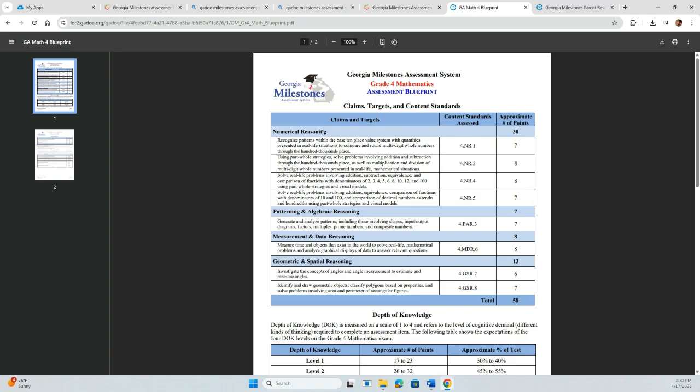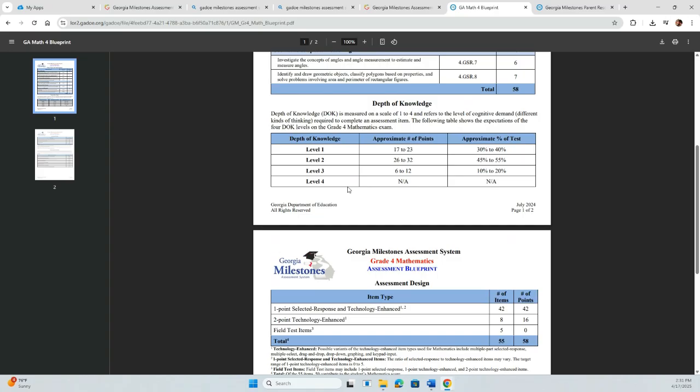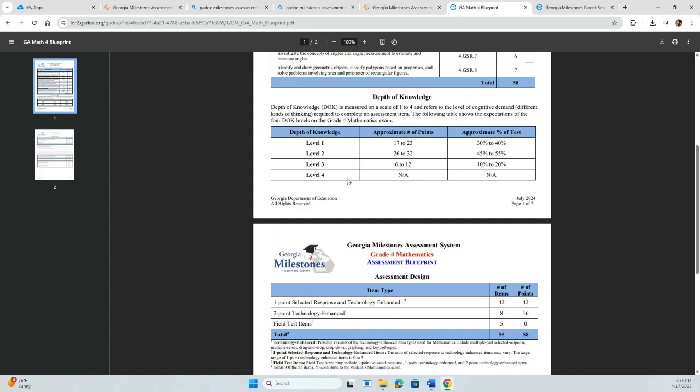And then right up under the domains, which is numerical reasoning, patterning and algebraic reasoning, measurement and data reasoning, and geometric and spatial reasoning, you see these learning targets. Not just learning targets, but also the standard. And it tells you specifically what the students are going to have to know. And we know that there's a total of 58 points. And this tells you exactly the number of points that these students are going to receive for each one of these categories. Over the 2-day testing period, they're going to see a different variety of test questions.